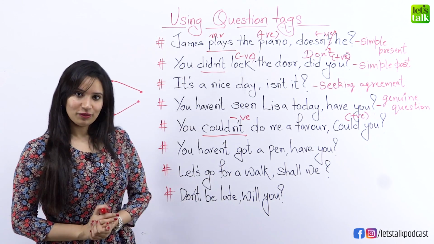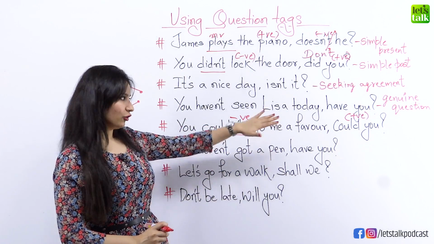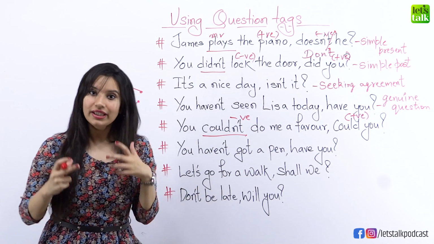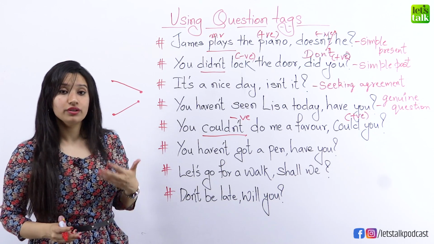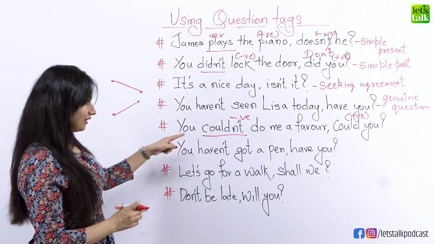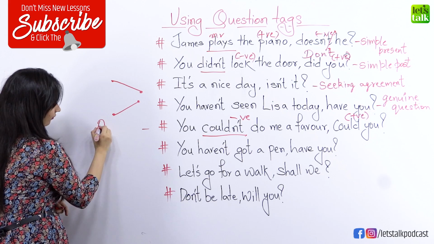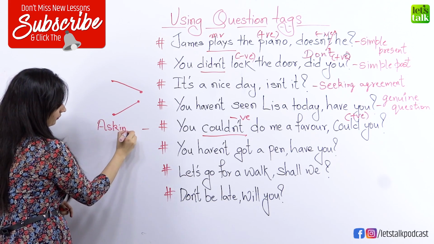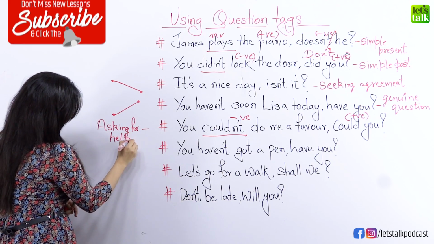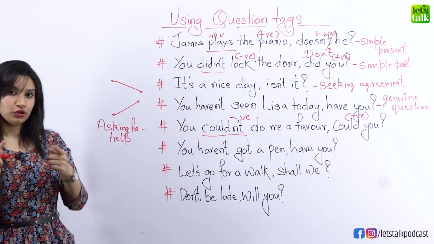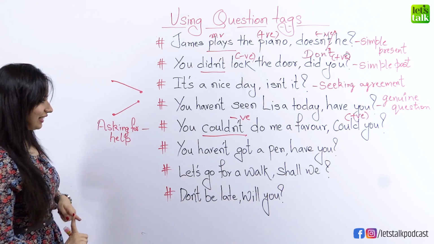Now something that you need to remember is this formation, when the statement is negative and the question tag is positive, is generally asked when you are asking favor from someone or if you're seeking information. So in this case, you're asking for help. Okay, as I told you, it's used either to ask for help or for asking information. Let's look at the next one.